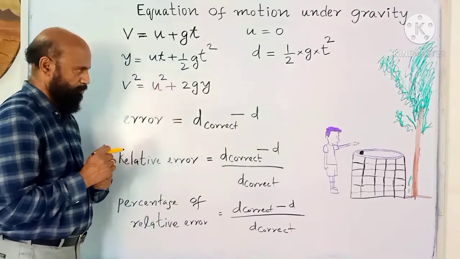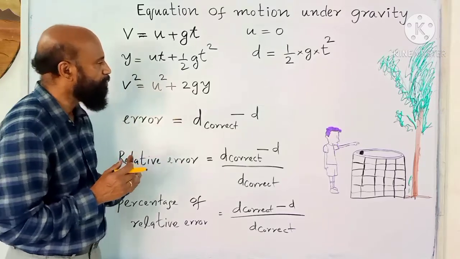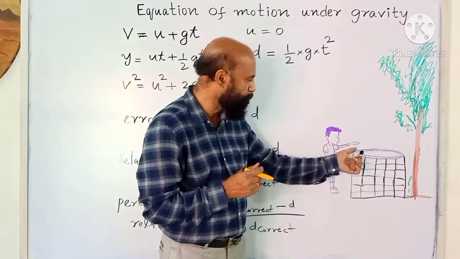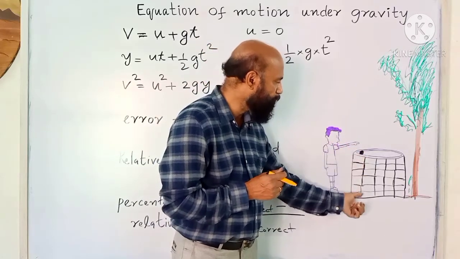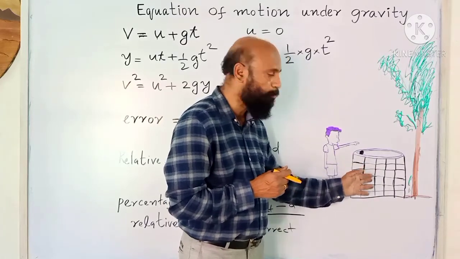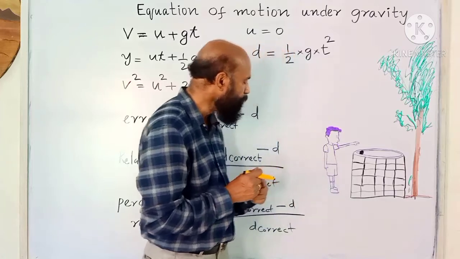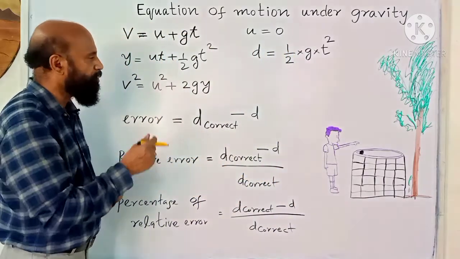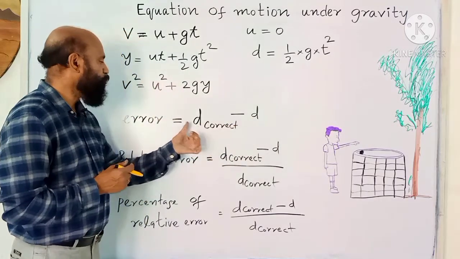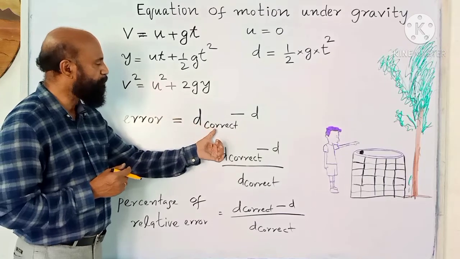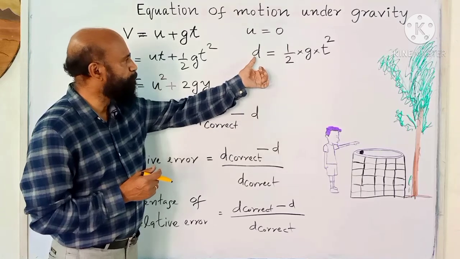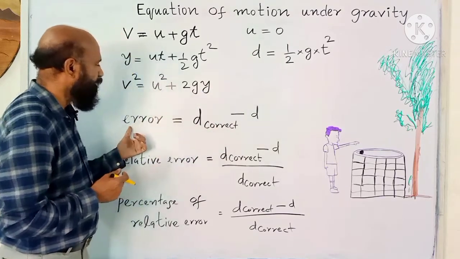To know about the error, use another method. Take a long rope and insert it inside the well till the rope touches the bottom. Then measure the length of the rope. That is the correct depth. So error is correct depth minus the depth which you are getting from this method. So that is the error.